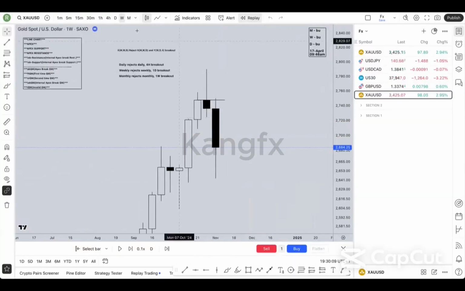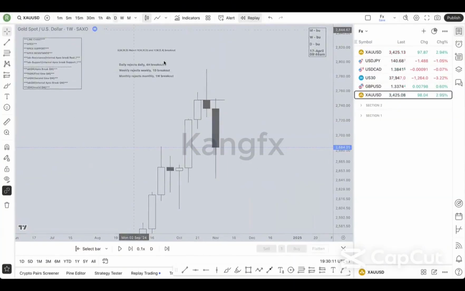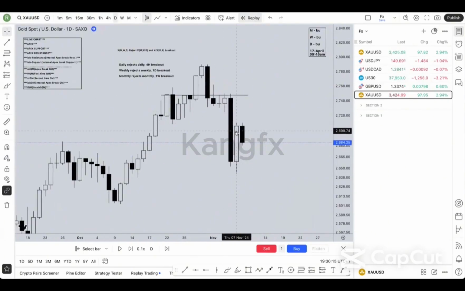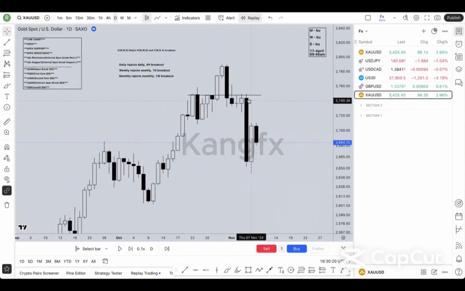Now, if I want to look at this, I go to daily, weekly reject weekly, and daily breakout. This was the weekly here that rejected. And the breakout we are going to look out for, okay, let's just extend this a little and see. Yeah, this was where the rejection happened. That rejection we're looking for. Look at where it happened. And where was the breakout? This was the breakout here.